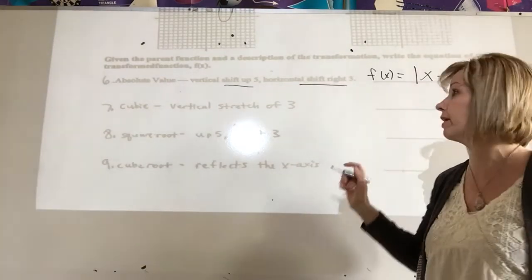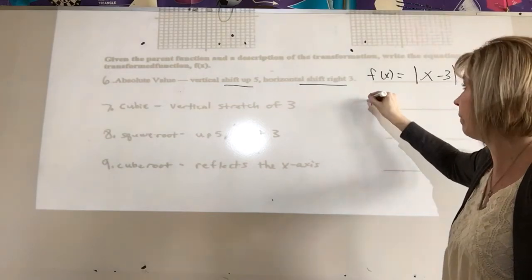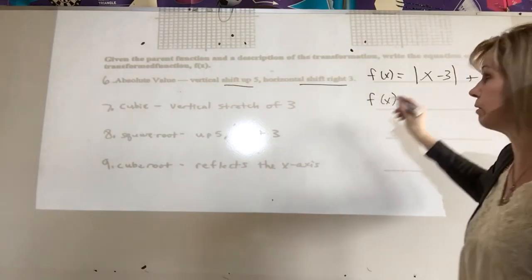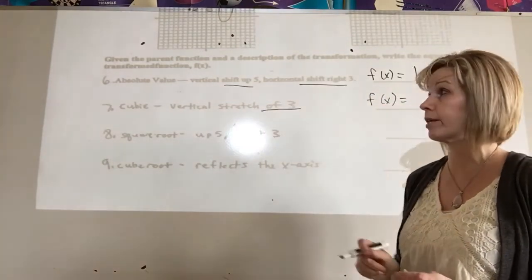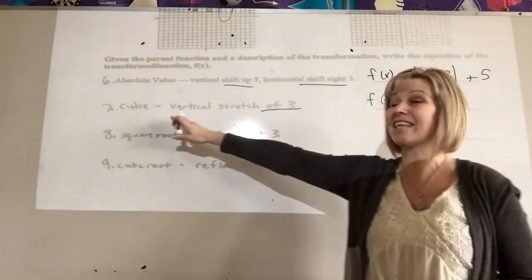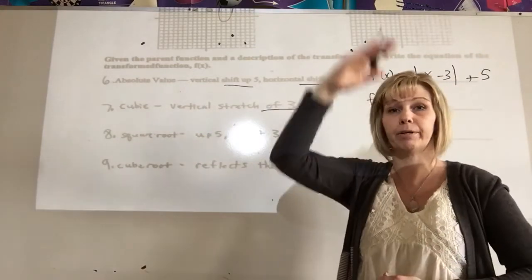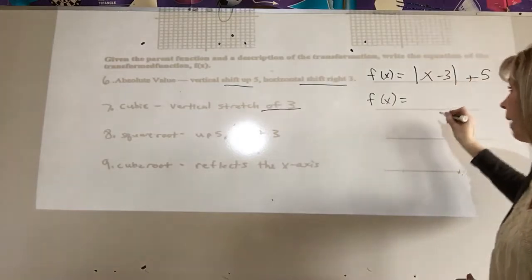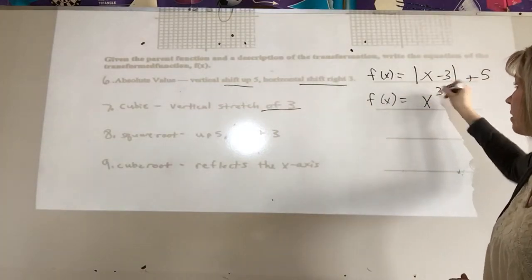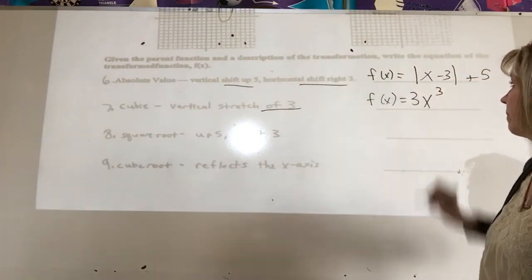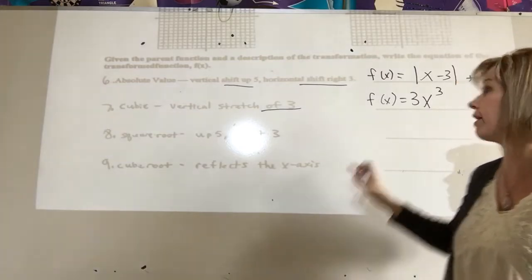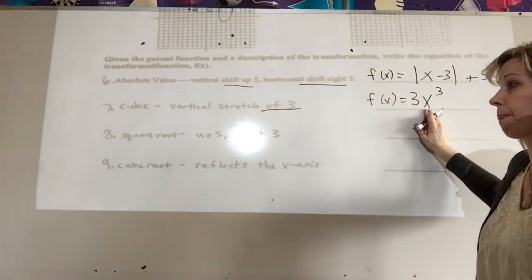Number 7 is a cubic function. So we have cubic, so let's write f of x equals, and it just has a stretch of 3. So nothing's happened, nothing left or right, up or down, so it's just to the third power, so we can just say x cubed and a stretch of 3. So we can just say 3x cubed here.